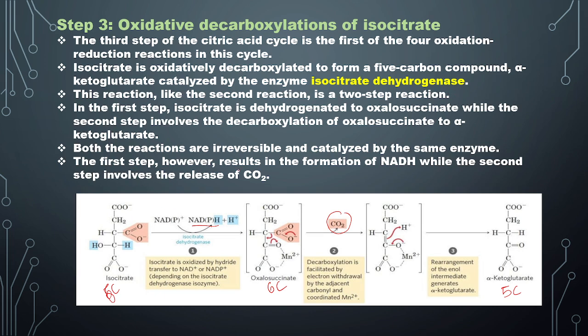The first step, however, results in the formation of NADH, while the second step involves the release of carbon dioxide. Here, isocitrate is first dehydrogenated to form an NADH molecule and forms oxalosuccinate, a 6-carbon compound. This oxalosuccinate undergoes decarboxylation and forms the 5-carbon compound alpha ketoglutarate, and thus forms an oxidative decarboxylation reaction. This is the first oxidative reductive reaction in the Krebs cycle.